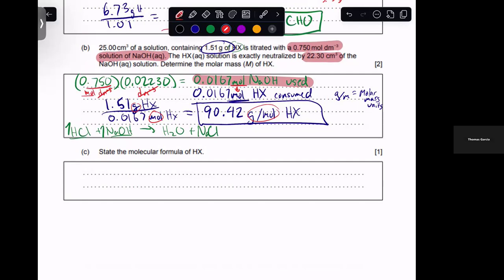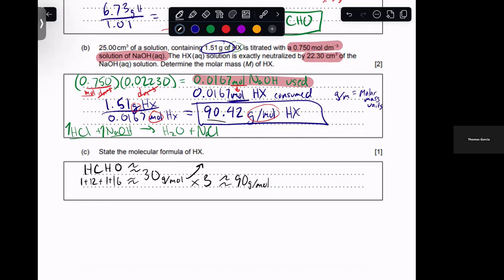C, state the molecular formula of HX. Okay, well, to find the molecular formula, I have to find out how much HCHO weighs. When I do that, I notice that's 1 plus 12 plus 1 plus 16. About. It's about 30 grams per mole. And I'm trying to get to 90.42 from the one above. Therefore, if I multiply it by 3, I will get about 90 grams per mole.